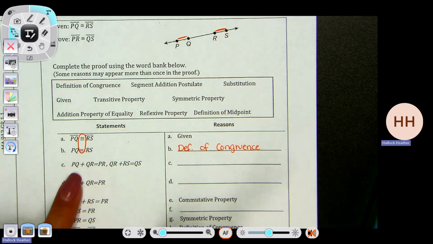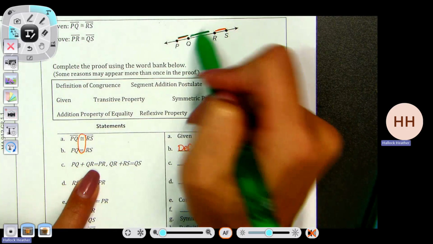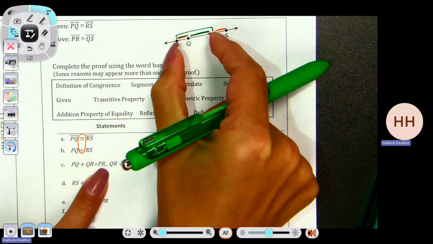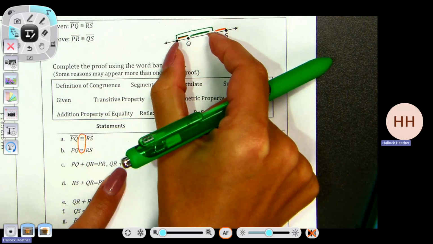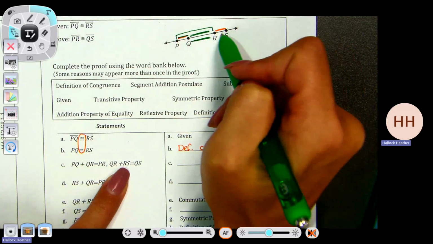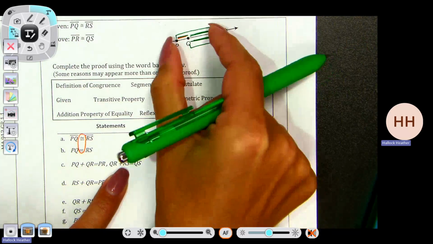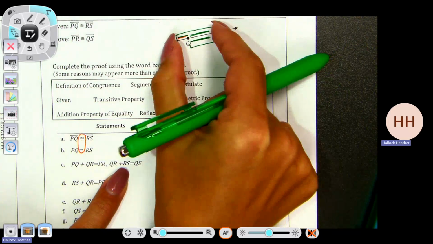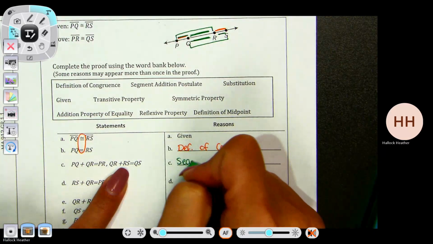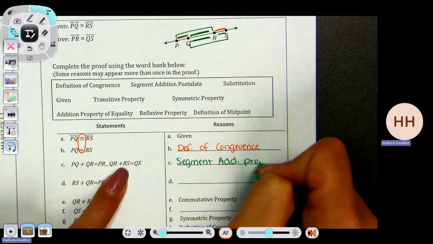The next step says PQ plus QR equals PR. Notice they're all together. It's one little section. The other one says QR, so I'll use the other side. QR plus RS is this whole other little section. So the sections are together, they're right next to each other. This piece is together, this piece is together. So that is segment addition property.